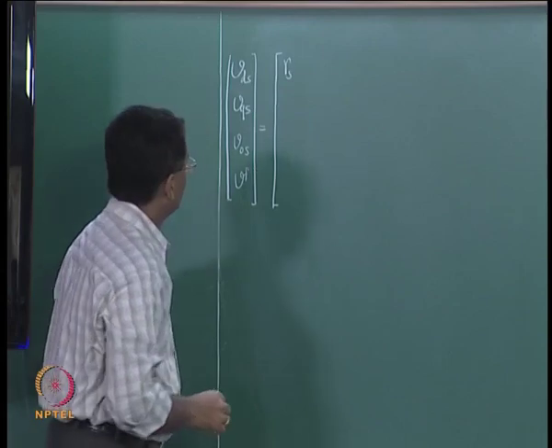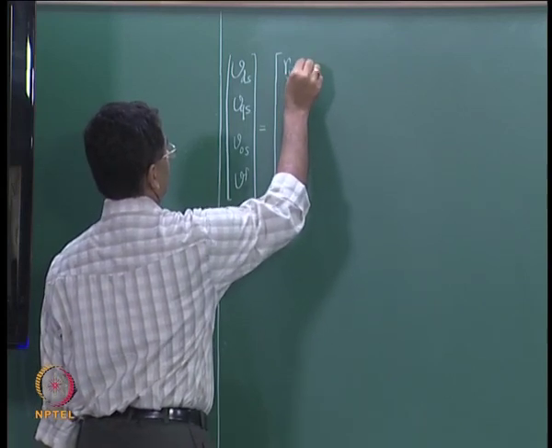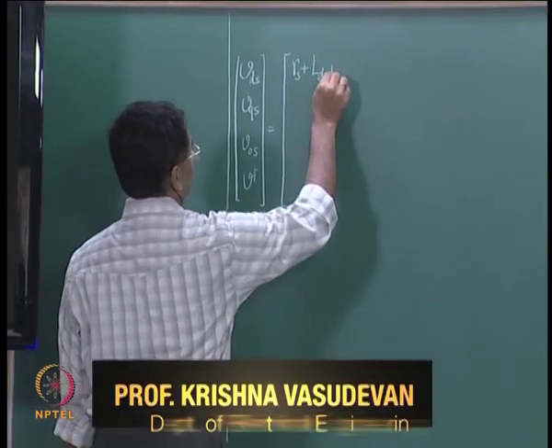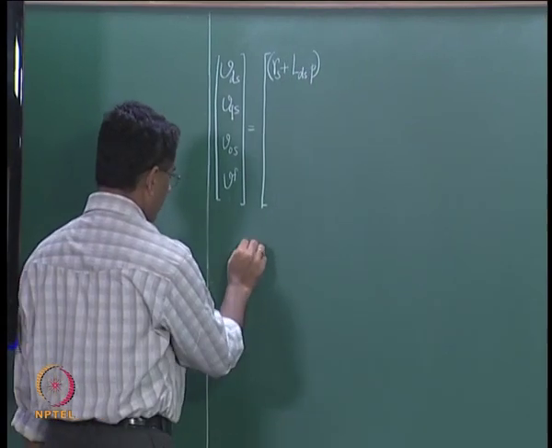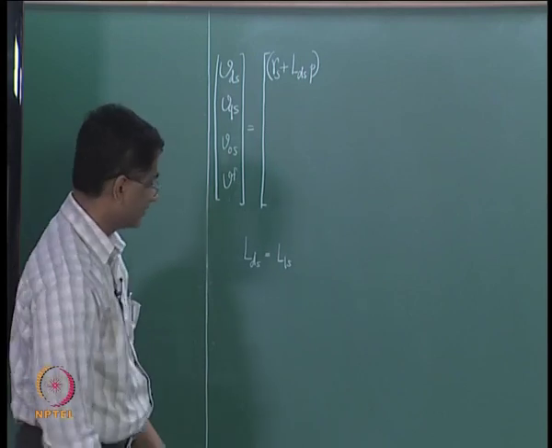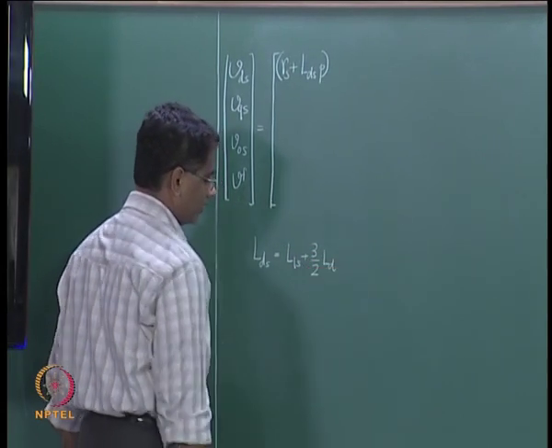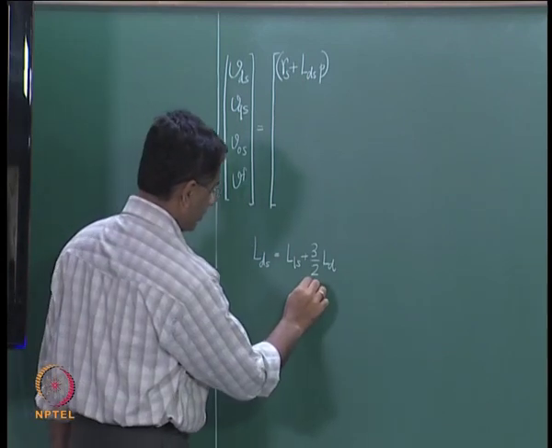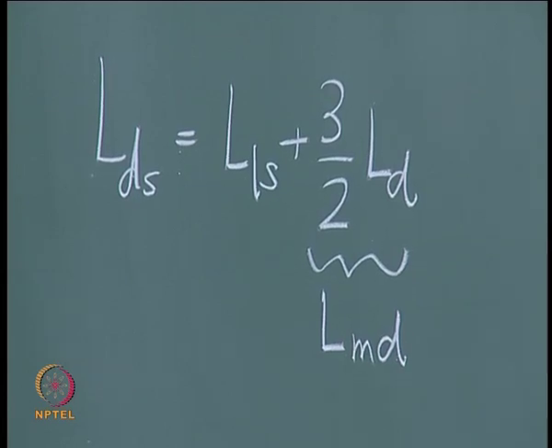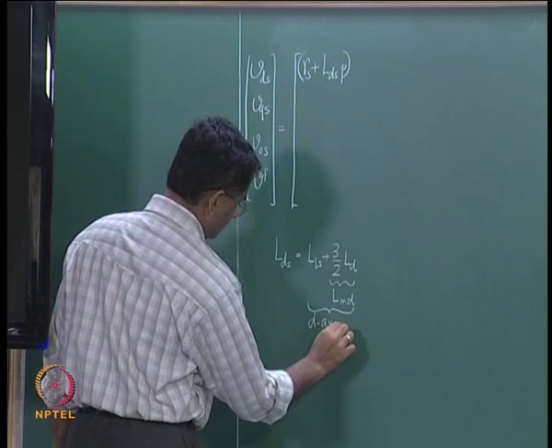So, this is the D axis applied voltage, which consists of a stator resistance drop plus the direct axis synchronous inductance times P, where the direct axis synchronous inductance consists of a leakage inductance of the stator plus 3/2 times LD, which we called LMD, the magnetizing inductance, the 3-phase magnetizing inductance along the direct axis, and this together is then the D axis synchronous inductance.